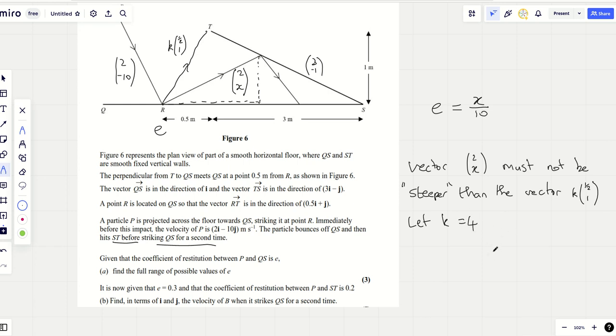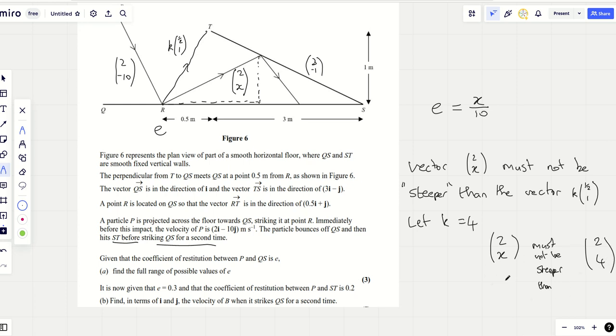And then I can see that 2x must not be steeper than, because we don't really care about the length of this one, we just care about its gradient there, its steepness. So must not be steeper than. I'll talk a bit more about steeper, but it is the gradient. Than, right, if k is 4, then that's 2, and then that's going to be 4, yeah?